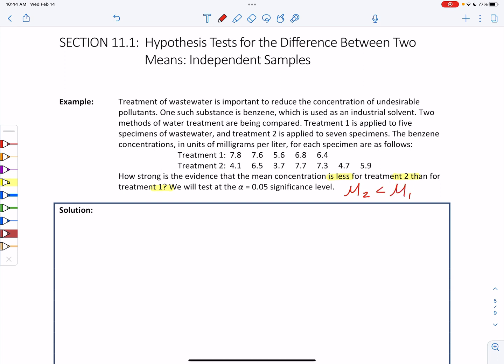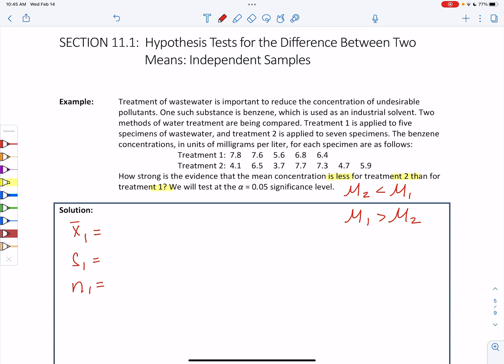than for treatment 1? And when we set up our hypothesis test, it is standard to state mu1 first and mu2 second. So even though this says the mean concentration is less for 2 than it is for 1, and I wrote that statement down, we are actually going to flip this to say that mu1 is greater than mu2. All right, now remember, to run your hypothesis test, you need the sample mean, the standard deviation, and the sample size for each group.